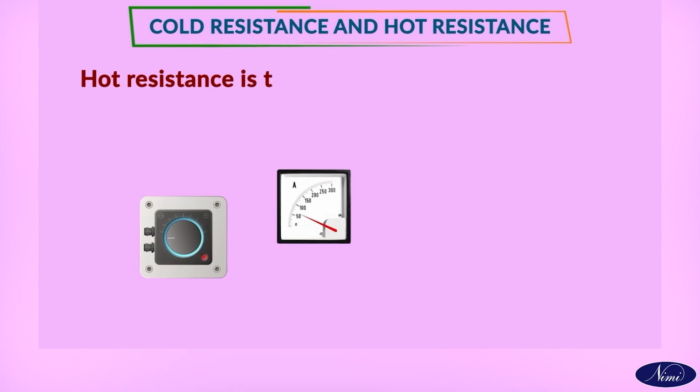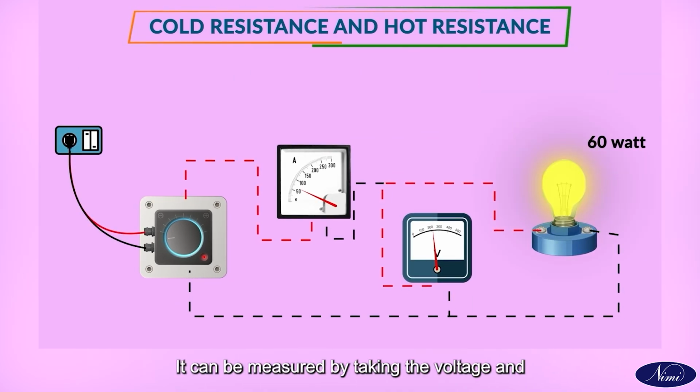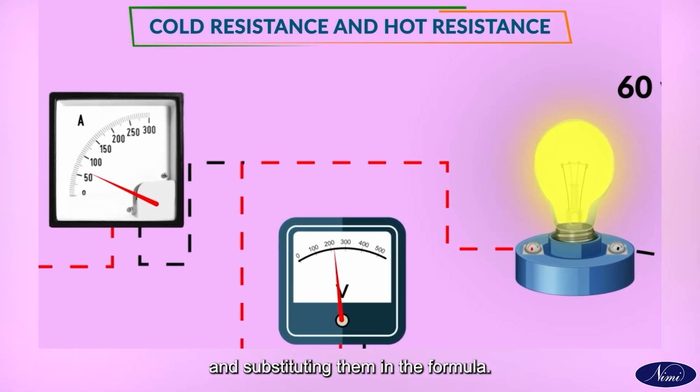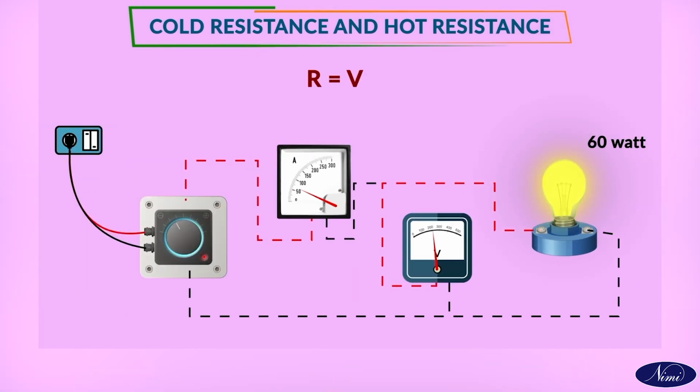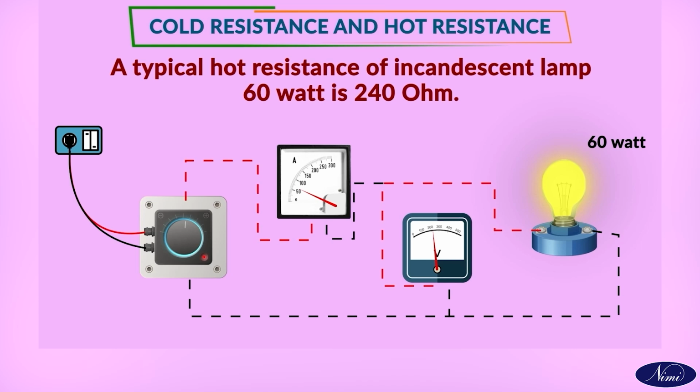Hot resistance is the resistance of an incandescent lamp measured in on condition. It can be measured by taking the voltage and current supplied to the lamp and substituting them in the formula R = V/I. A typical hot resistance of a 60-watt incandescent lamp is 240 ohms.